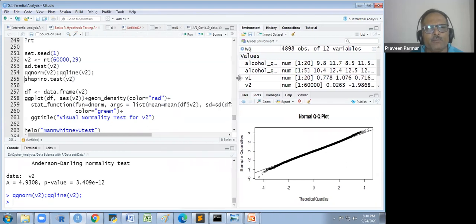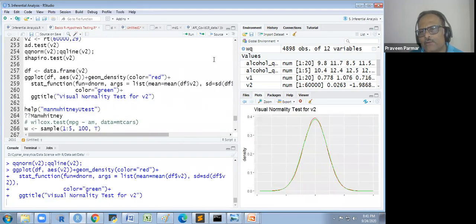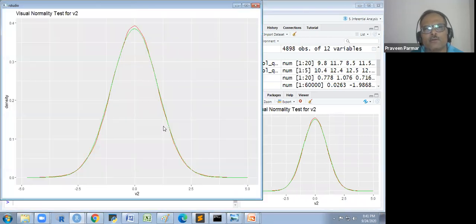But when we prepared this graph, ggplot, aesthetic V2, and I have taken the red, and this I take the green, the normal, dnorm, for that. If I show you this, it is the same, red and green, a little bit of difference over here. It is a normality.